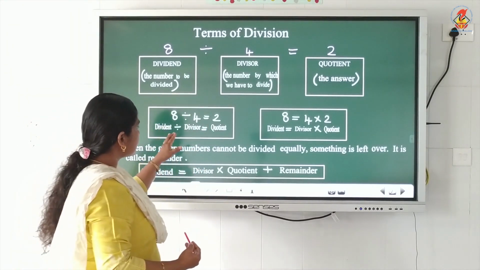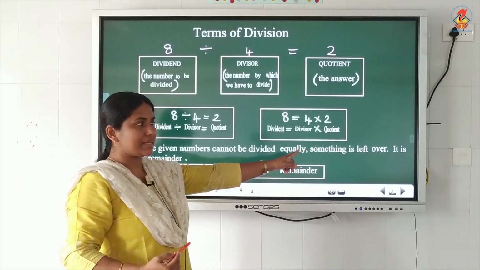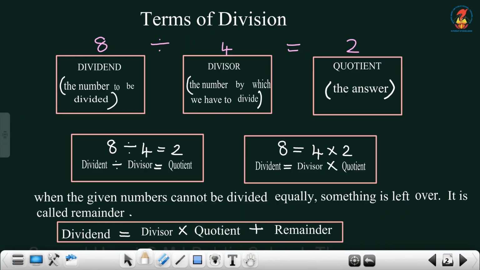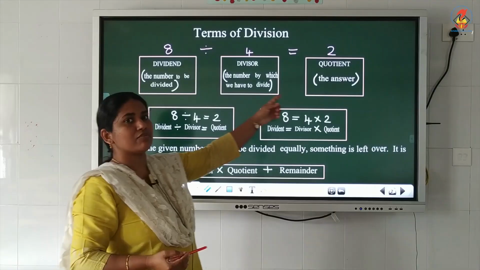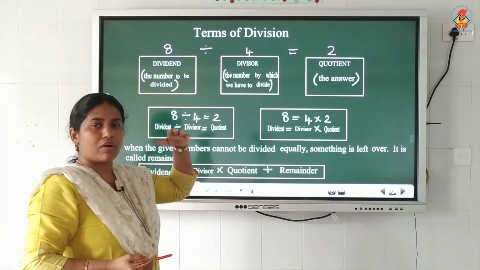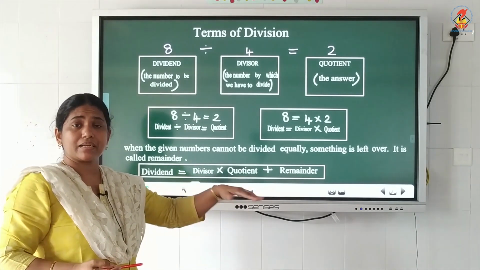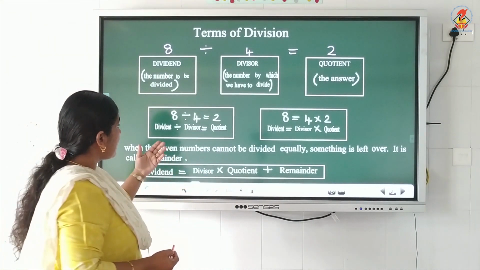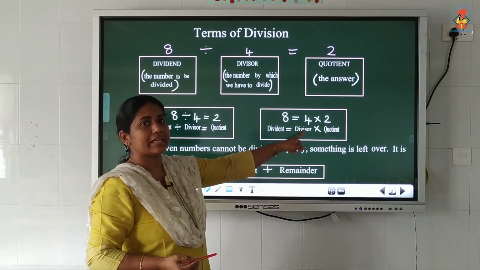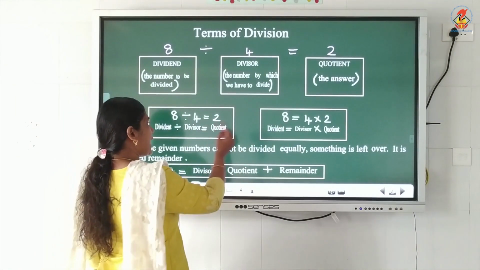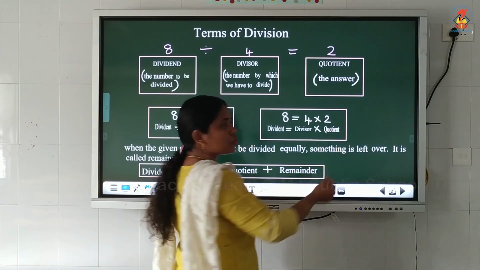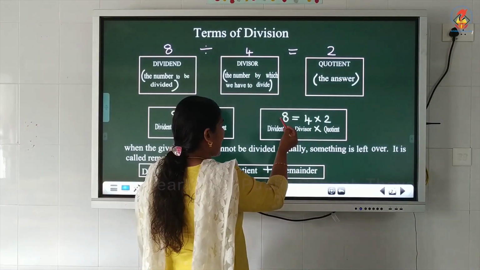Okay, now the same thing we can write like this also. That means dividend is equal to, that means 8 is equal to 4 times 2. Is it correct? That means we are writing this division in terms of multiplication. Okay, children. So we already studied the division fact and multiplication fact in the last class. So like that this division fact is written over here as a multiplication fact. So 8 is equal to 4 times 2. Okay, so 8 is the dividend.